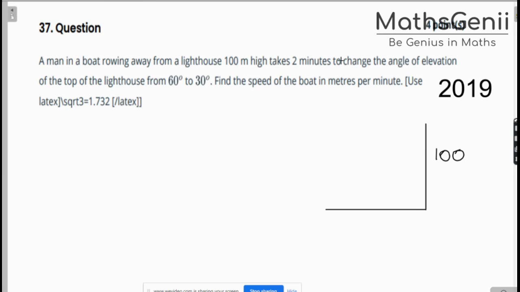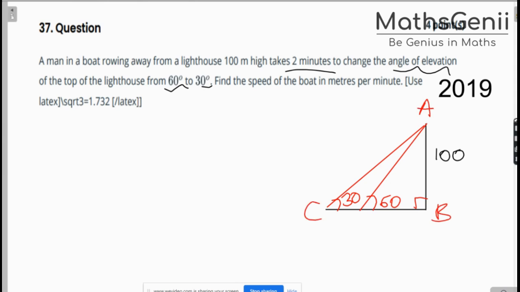Then it says that it takes 2 minutes to change. We'll look at this afterwards. Then the angle of elevation is 60 and 30. Firstly, the angle of elevation is always upward looking. So it's 60 and 30. And this of course is a right angle. Let me name the points A, B, C, D.